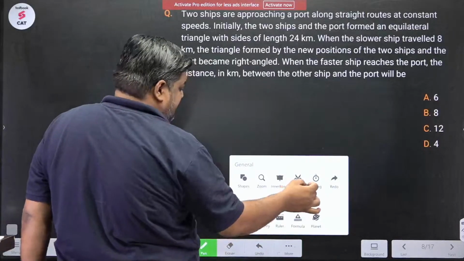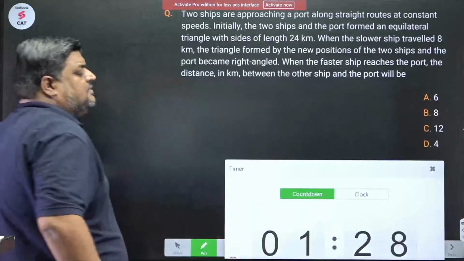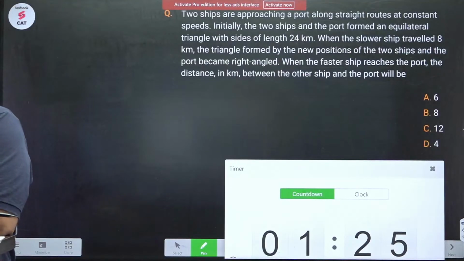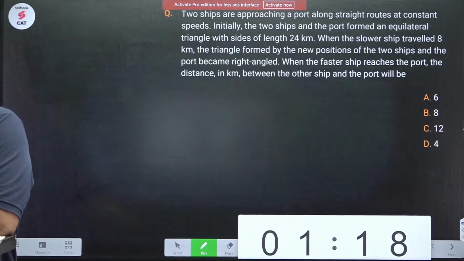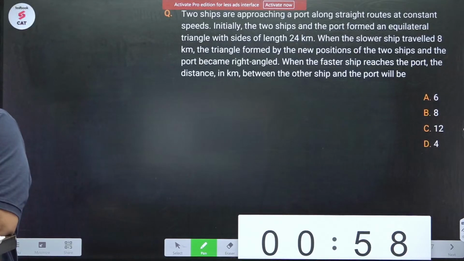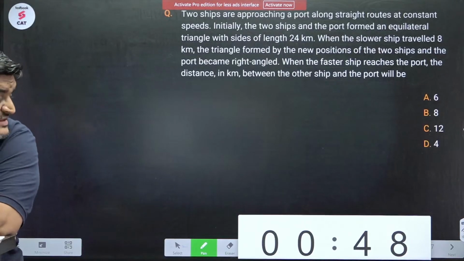Try this one. I'll give you 90 seconds. इसको अटेम्प्ट करना है. Come on, boys. Last 50 seconds left.